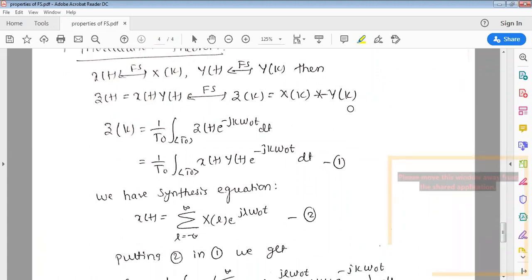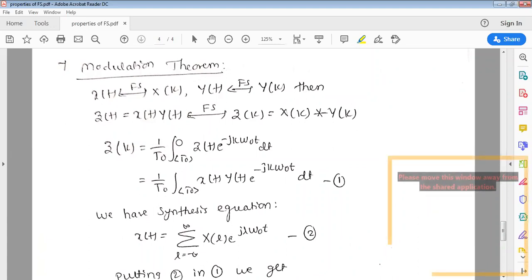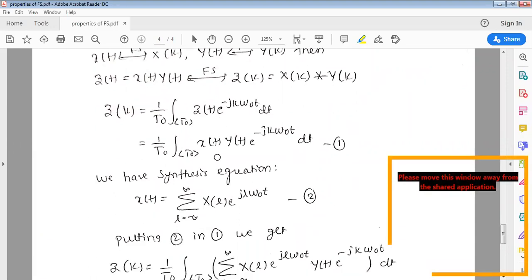Now once again we'll start with z of k, that is equal to 1 by T naught integral for a period of T naught z of t into e power minus jk omega naught t. Now what is your z of t? z of t is equal to x of t into y of t, e power minus jk omega naught t dt, integral for a period of T naught. That's equation number 1.